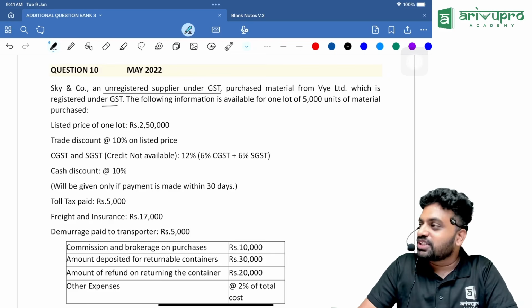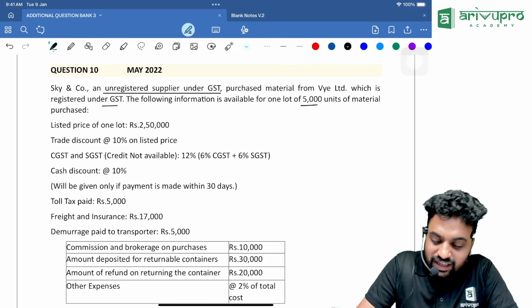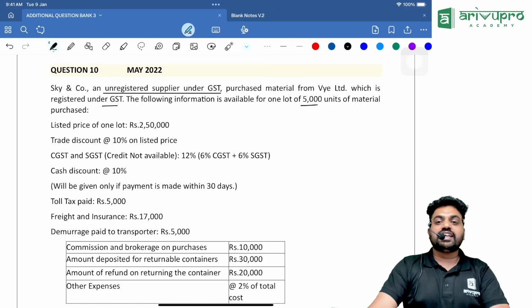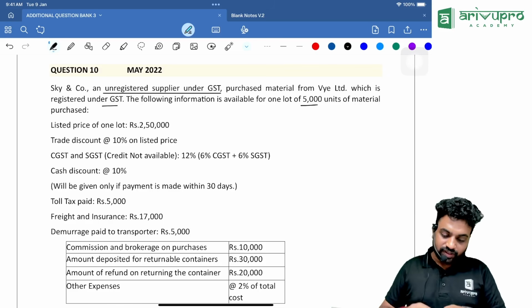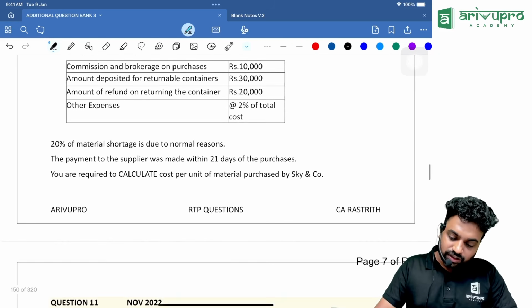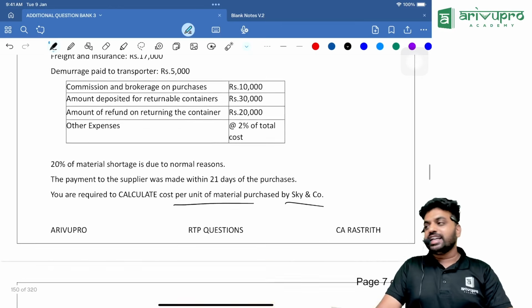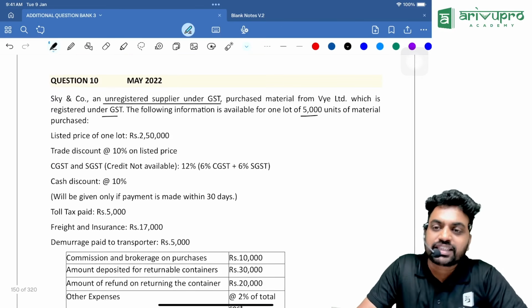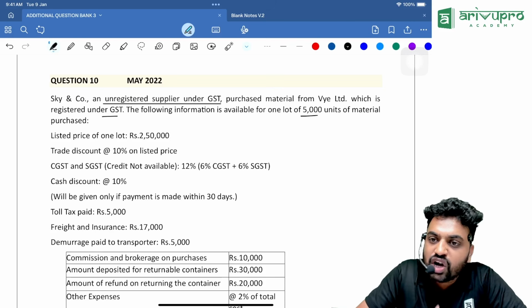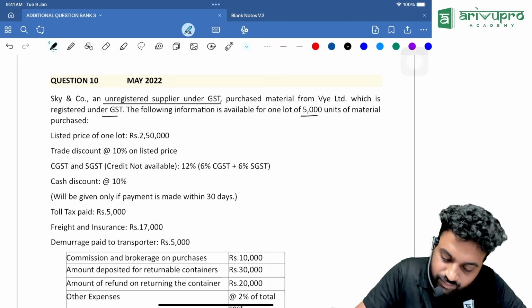So, the following information is available for one lot of 5,000 units of material purchased. So, for 5,000 units, this is the cost. They are asking you to find out the cost per unit of material purchased. First, listed price of 2,50,000. Will it form part of cost or no? It will.